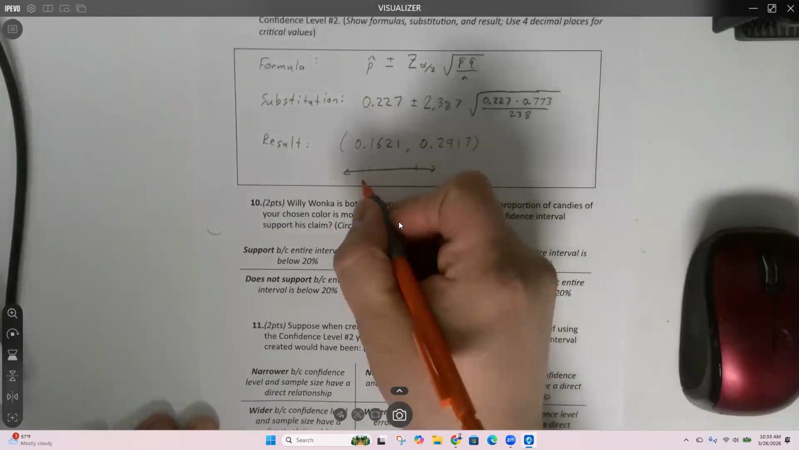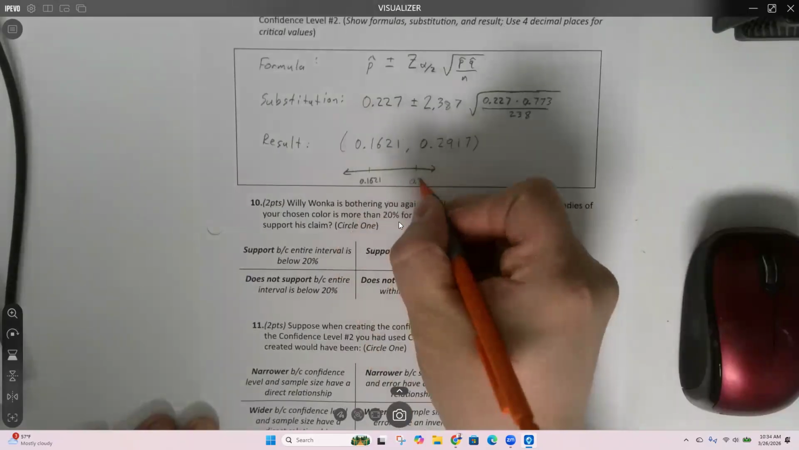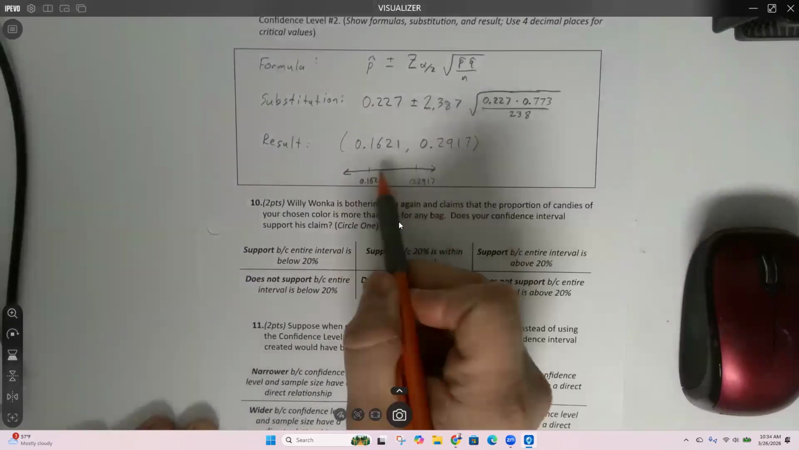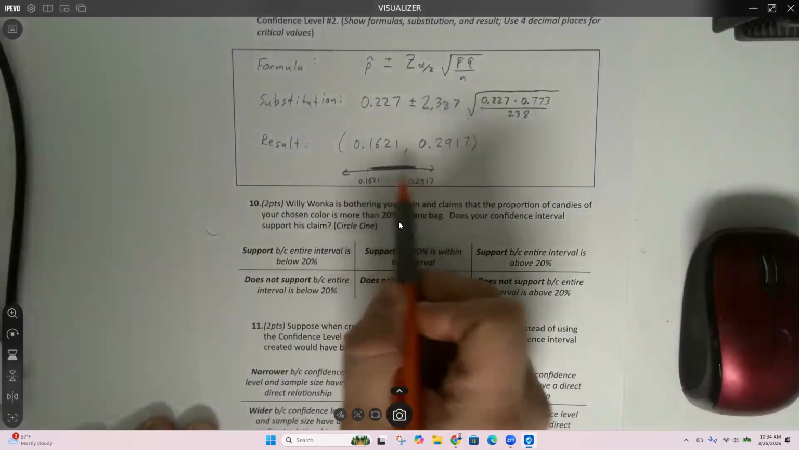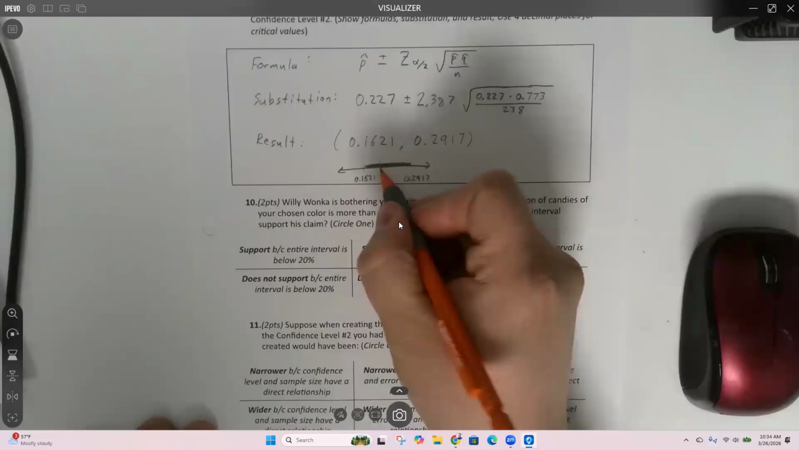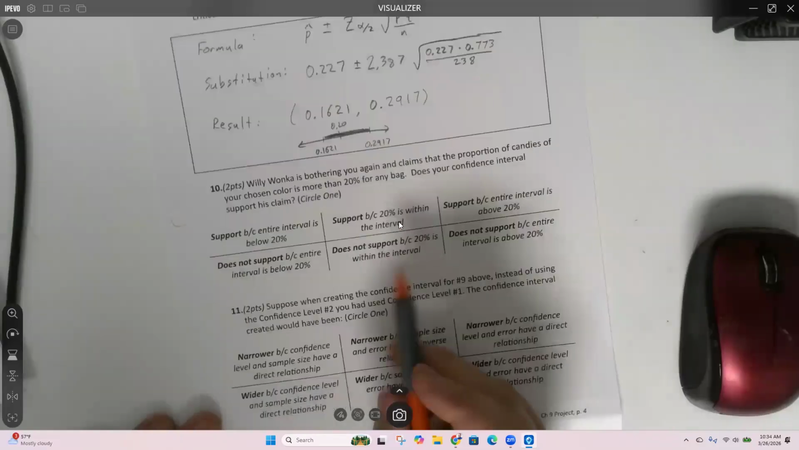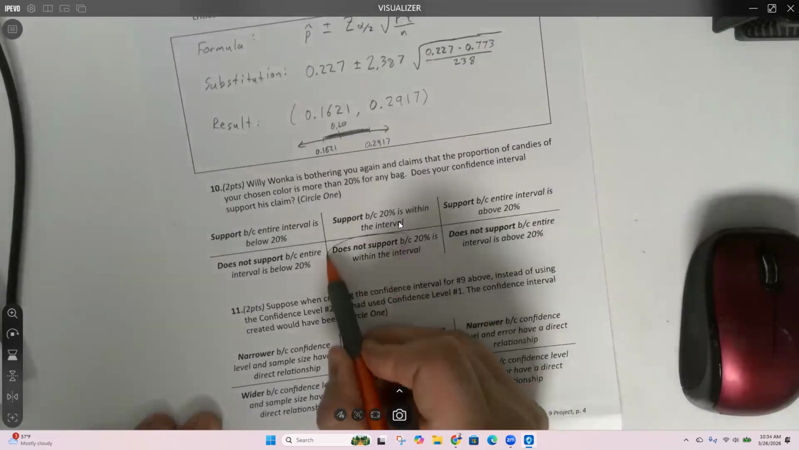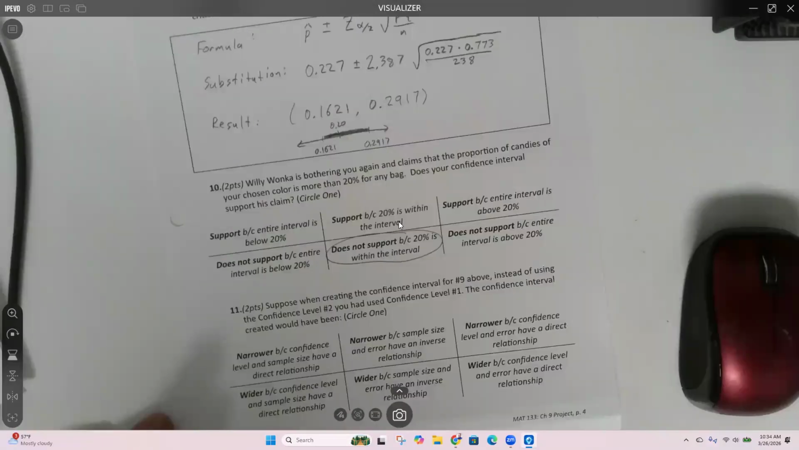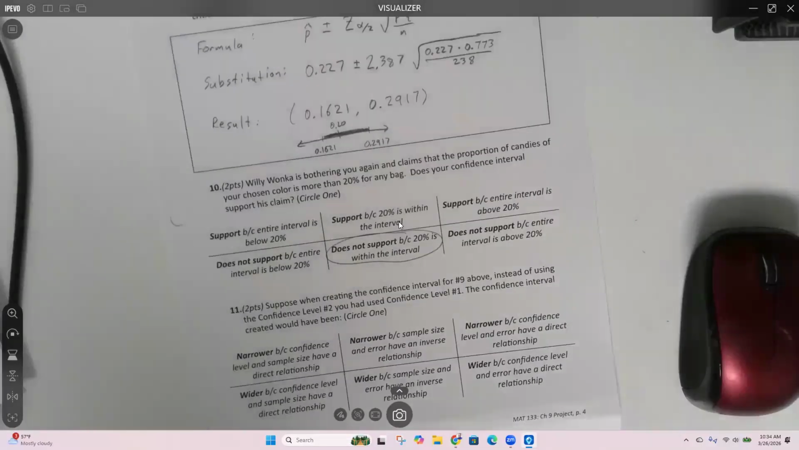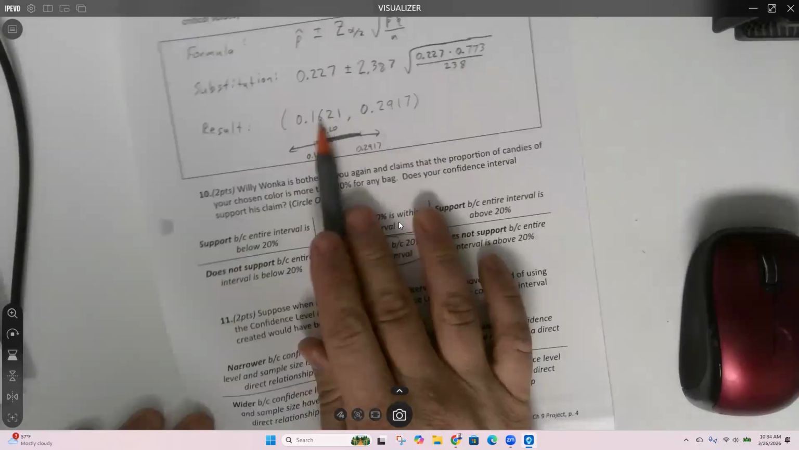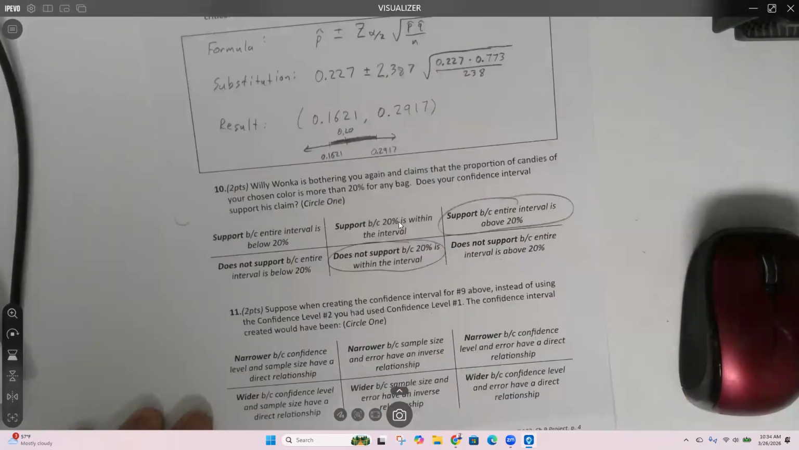So for me, 0.162 and 0.2917. I don't know what the true green proportion is, but I know it's somewhere between 16 and 29%. So 0.2 for me is right there. Since it's in my confidence interval, I'm selecting that one. For you, if 0.20 is not in your confidence interval, you would be selecting this one.